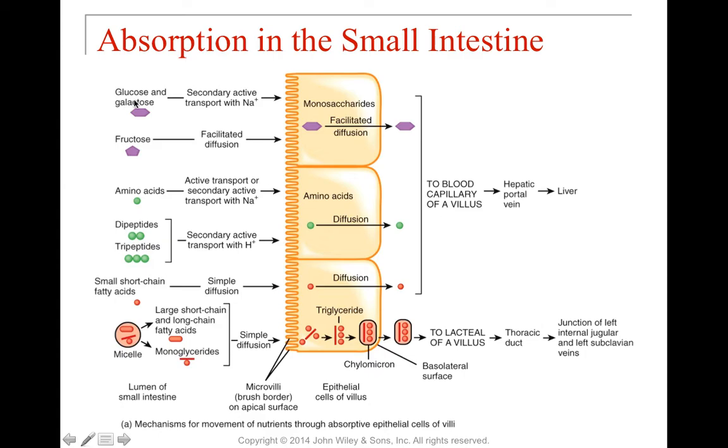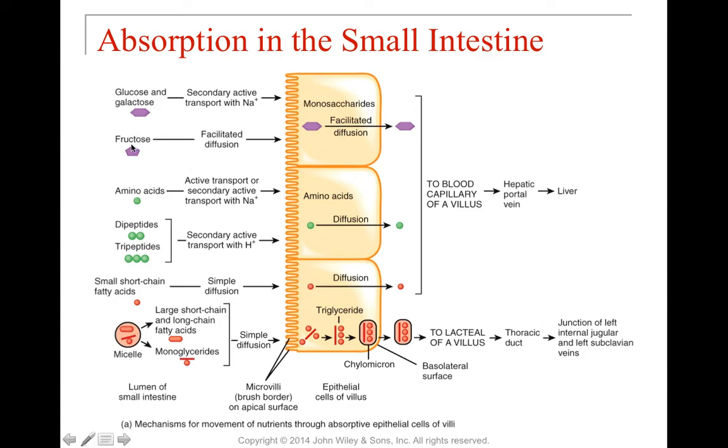Glucose and galactose are brought in with sodium. So it's going to be active transport. Active transport means that we're going to be spending cellular energy. And that's basically because these guys are too large to make it across on their own, so they need to have specialized transporter molecules that are going to help get them across the border.